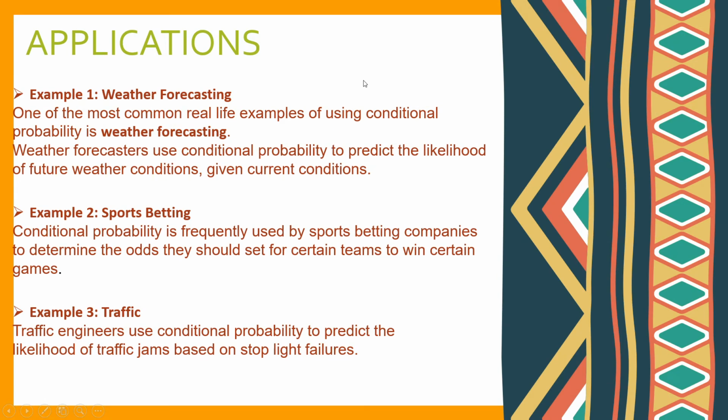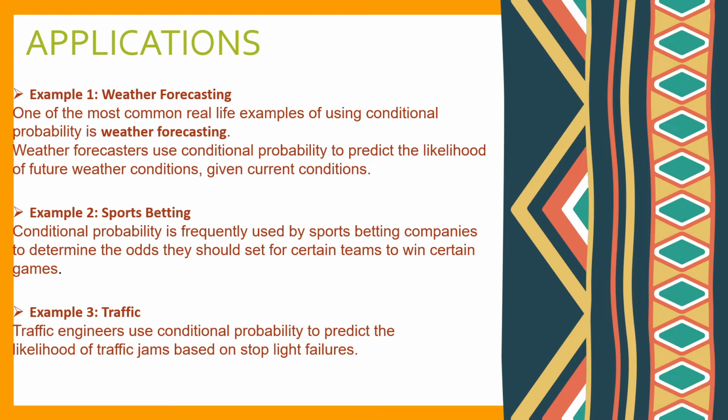Now some applications of Bayes theorem, and one example is weather forecasting. In weather forecasting you use Bayes theorem. One of the most common real life examples using conditional probability is weather forecasting. Weather forecasters use conditional probability to predict the likelihood of future weather conditions given current conditions.